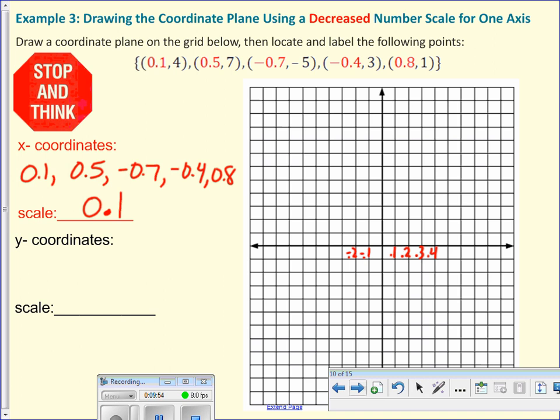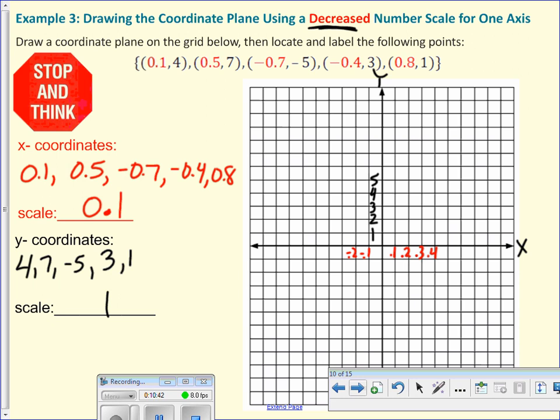So now let's take a look at our y coordinates. 4, 7, -5, 3, and 1. So what would be an appropriate scale to get me from -5 to +7? Whole number ones. Because if I decreased my y-axis to tenths, I would need 70 spaces just to go from 0 to +7. And that's just the top. So we can count by whole numbers, by ones. And it's okay to have a regular number line on my y-axis and a decreased number line for my x-axis.